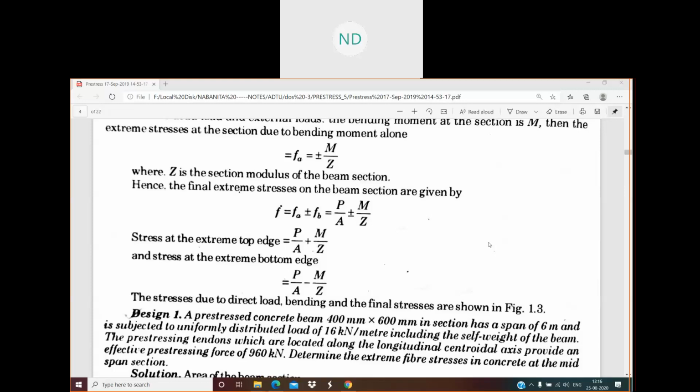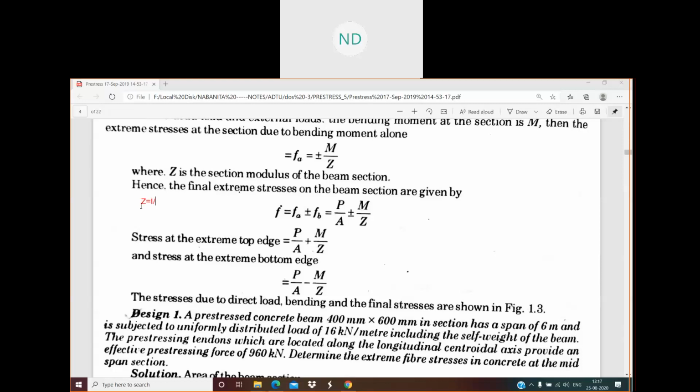What is the Z section modulus? 200? Hmm? 200. 300. No. Section modulus Z. Z equal to how much? I told you it is what? Section modulus, I by Y.